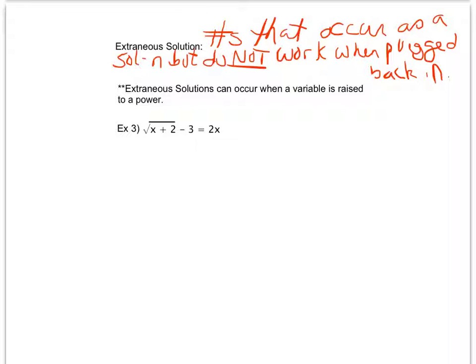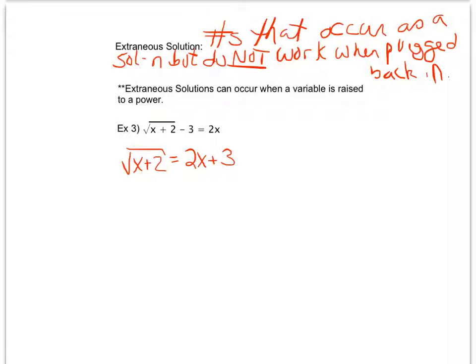So if I look at example 3, I still want to isolate the variable, or excuse me, isolate the radical. Even though there's an x on both sides, I still follow those same steps because this is a radical equation. Equal sign, variable under the radical. So isolating the radical, I'm going to have to add 3 to each side, giving me the square root of x plus 2 equals 2x plus 3.